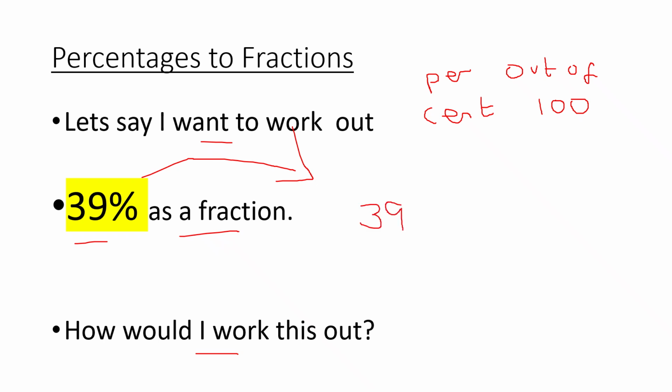So 39% as a fraction is just literally 39 over 100. That line means a division. 39 out of 100, so 39 hundredths. So percent means out of 100.